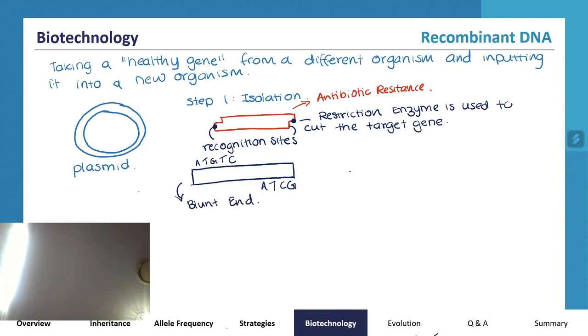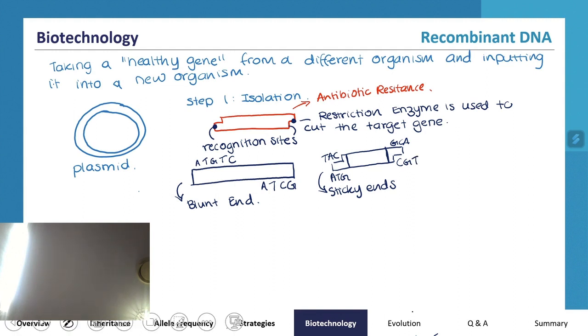And sometimes, like the one that I drew in red, they'll be cut in this shape with a bit of an overhang. So the target gene will go from here to here, and then they have an extra ATG and, I don't know, GCA at the very end. These are called sticky ends. Typically speaking, sticky ends are a little bit more favored because once we insert it into the plasmid, the plasmid will then bond to the little overhanging bits and provide a T, A, and C, and alternatively a C, G, T on the other side, so that they stick together really, really well.